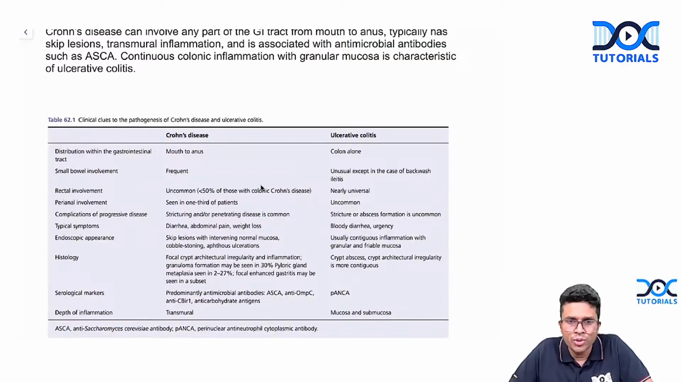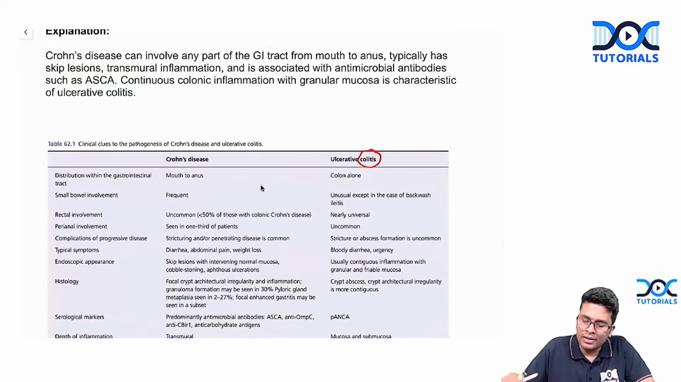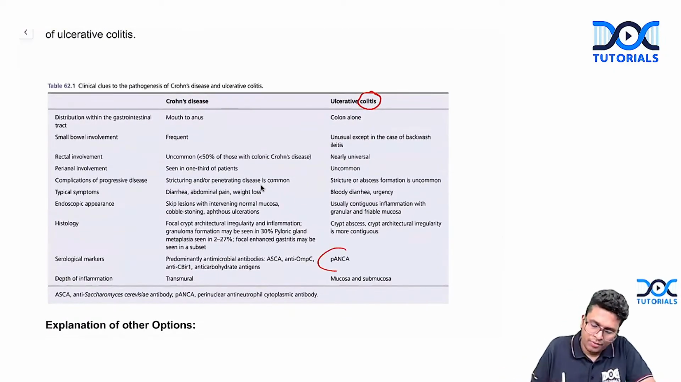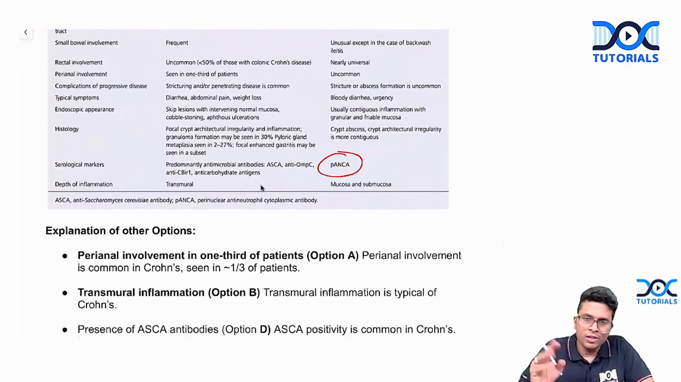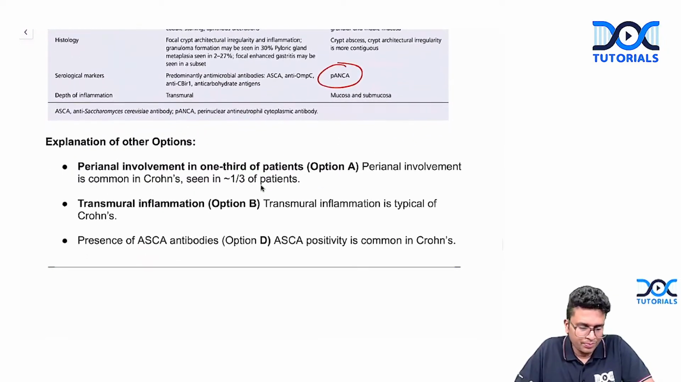Crohn's has a lot of skip zones and can involve anywhere in the GI tract, whereas ulcerative colitis, as the name suggests, is usually only in the colon. It is more continuous and is associated with p-ANCA sometimes, and is superficial, involving only the mucosa and submucosa, unlike Crohn's disease.